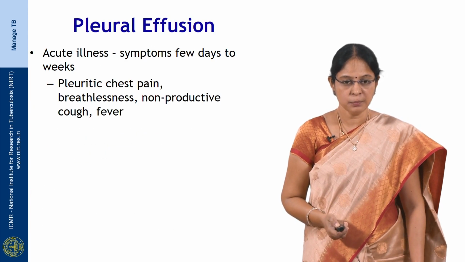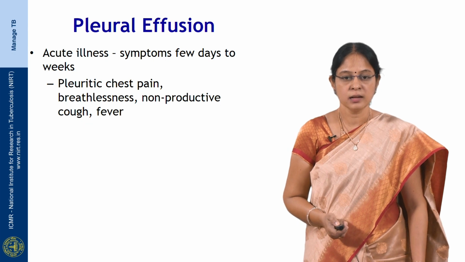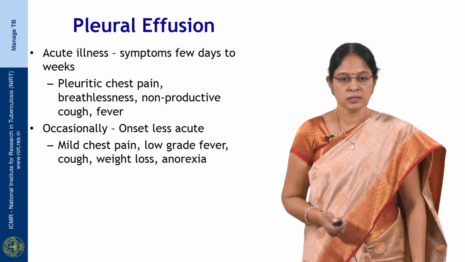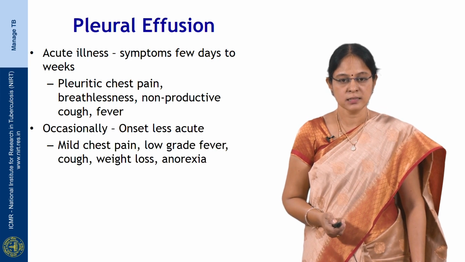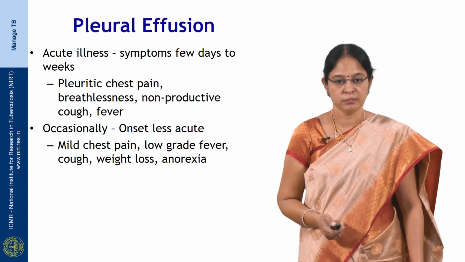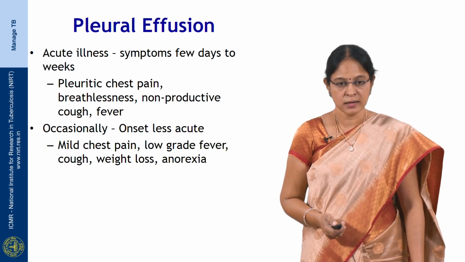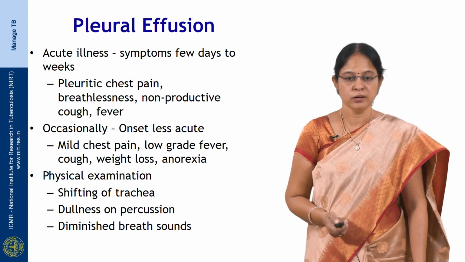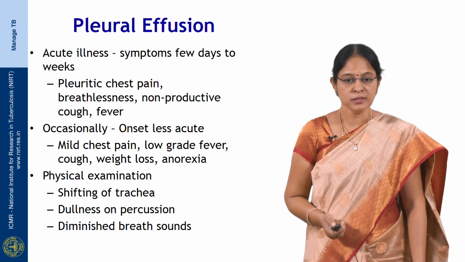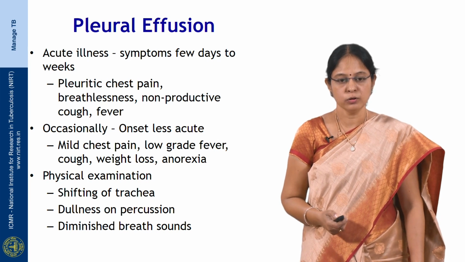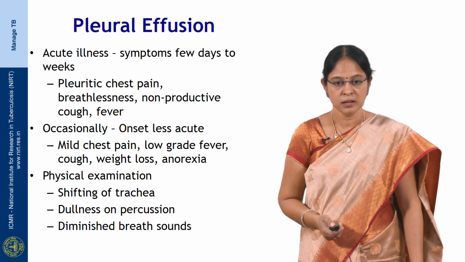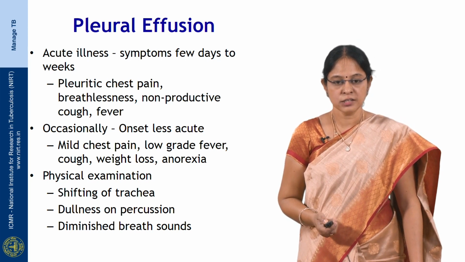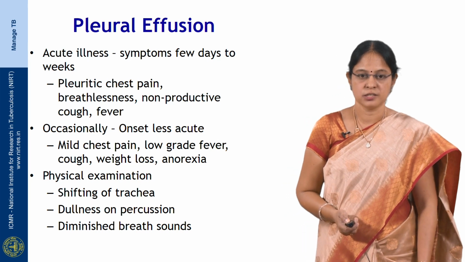Pleural effusion usually presents as an acute illness, and the symptoms usually last for a few days to a few weeks with symptoms of pleuritic chest pain, breathlessness, non-productive cough and fever. Occasionally, the onset may be less acute with mild chest pain, low grade fever, cough, weight loss and anorexia. On physical examination, we can note shifting of the trachea. On percussion, we have a dull note. On auscultation, the breath sounds are usually diminished.